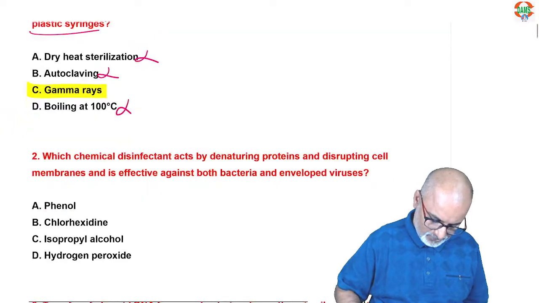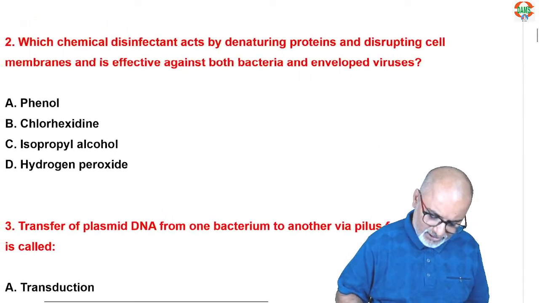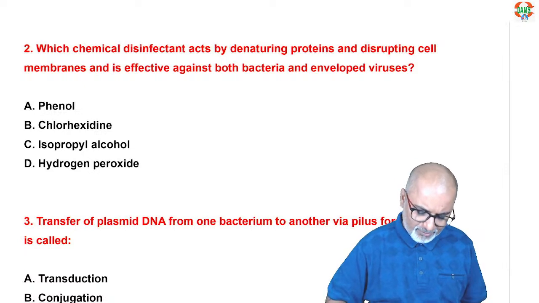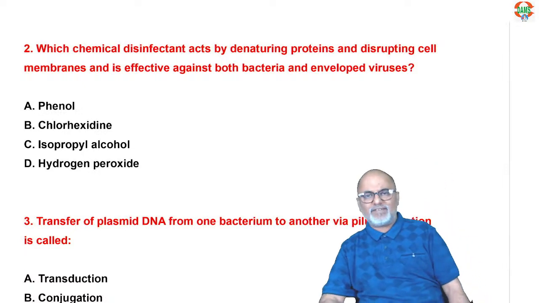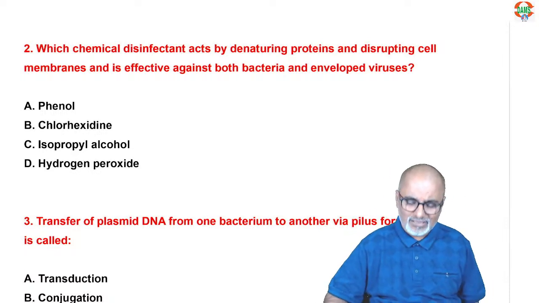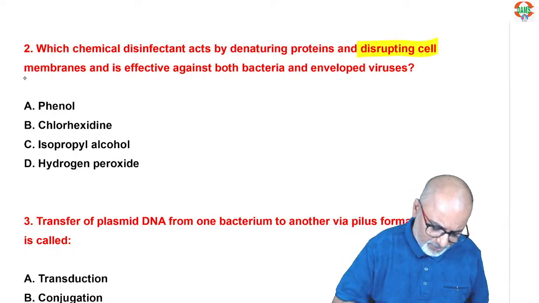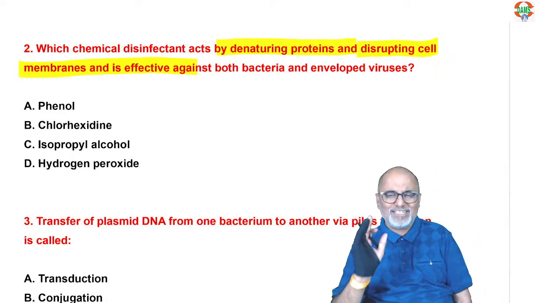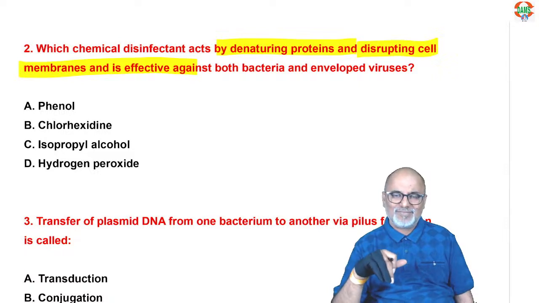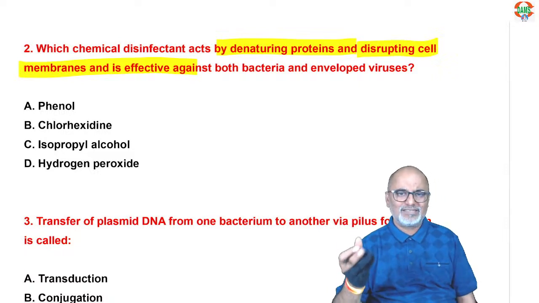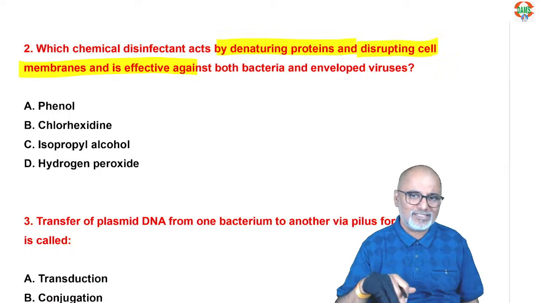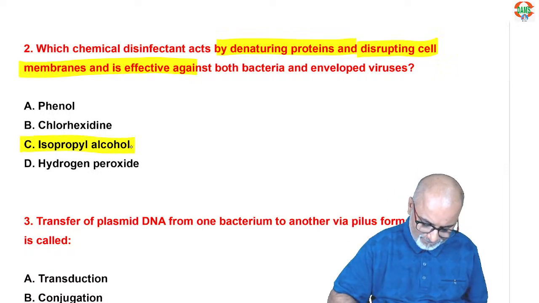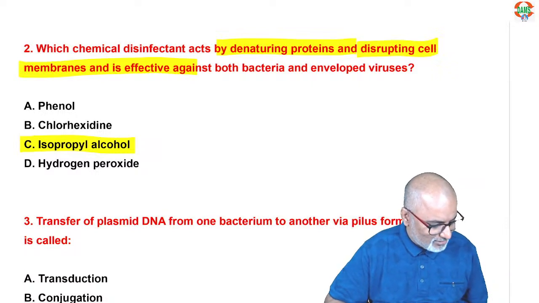Next is, which chemical disinfectant acts by denaturing proteins and disrupting cell membranes and is effective against both bacteria and enveloped viruses? The main function is disruption of cell membrane and protein denaturation. Protein denaturation by alcohol. Alcohol is effective against a few bacteria and all enveloped viruses because it is a lipid solvent. Isopropyl alcohol.